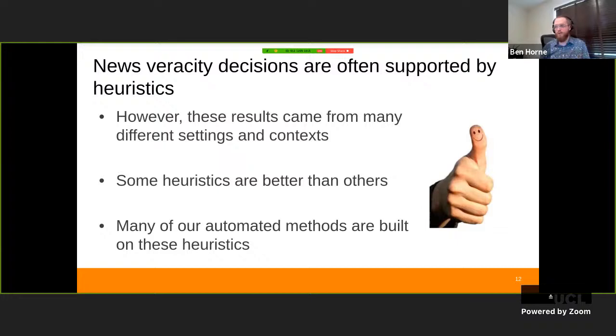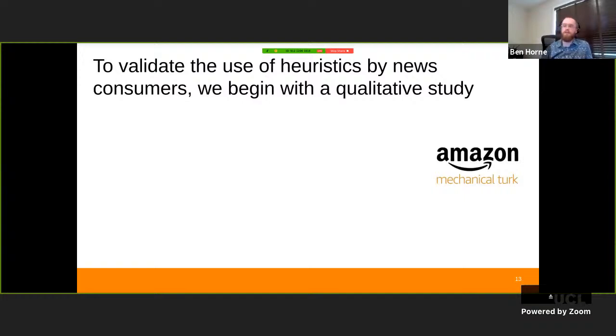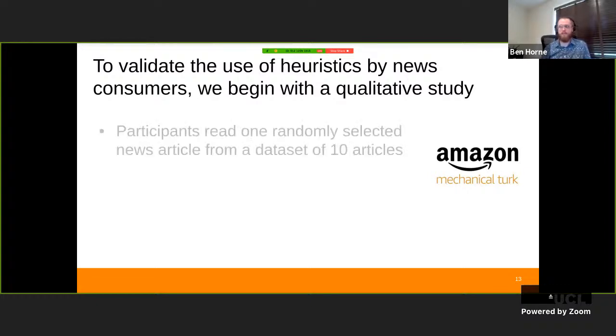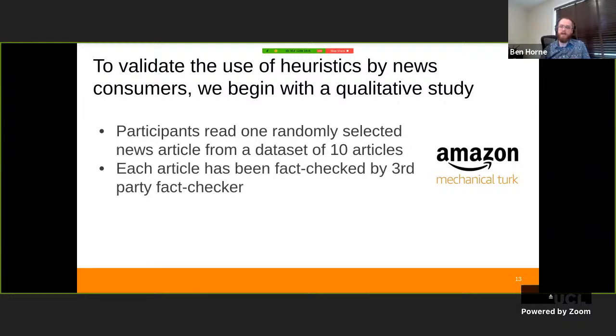And so given this complexity of the literature, there wasn't really any one piece of literature to say, here are the heuristics people are using when they're reading news. We decided to try to validate the use of heuristics by news consumers with a qualitative study. And this qualitative study is a very simple setup. Participants read one random article from a data set of 10 news articles, and each of these articles was fact-checked by some third-party fact-checker, Snopes, PolitiFact, etc.